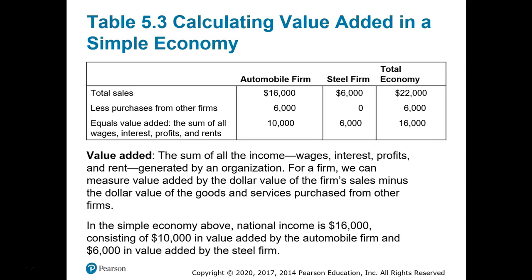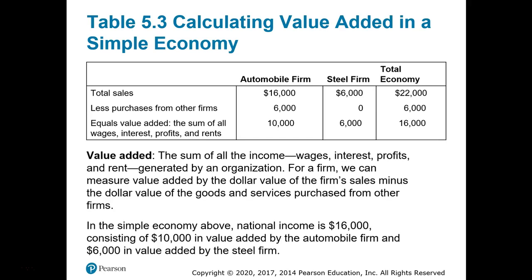But value added is basically the sum of all the income, wages, interest, profits, and rent generated by an organization. For a firm, we can measure value added as the dollar value of its output minus the dollar value of the goods and services purchased from other firms. So if we look at automobile versus steel, add everything together, we get our total economy, less the purchases from other firms. If those firms don't purchase anything, we then take that off. This equals the sum of all wages, interest, everything that's left over after purchases.